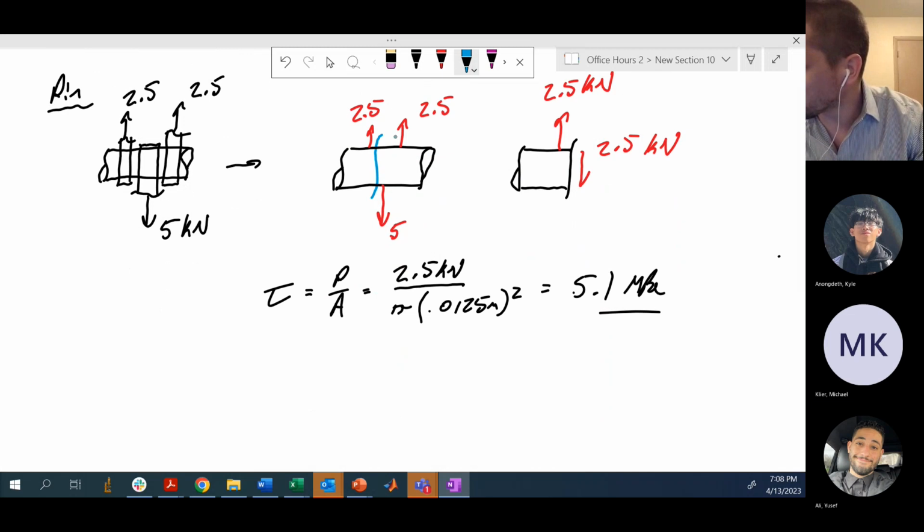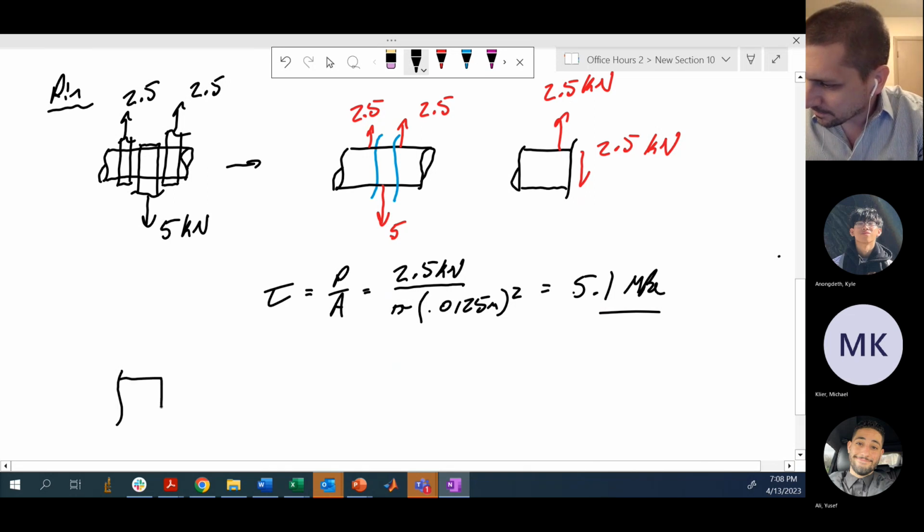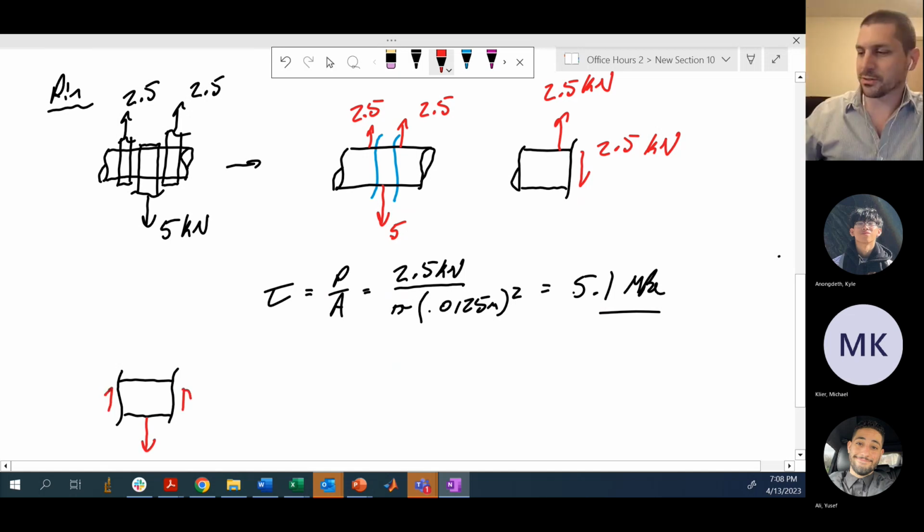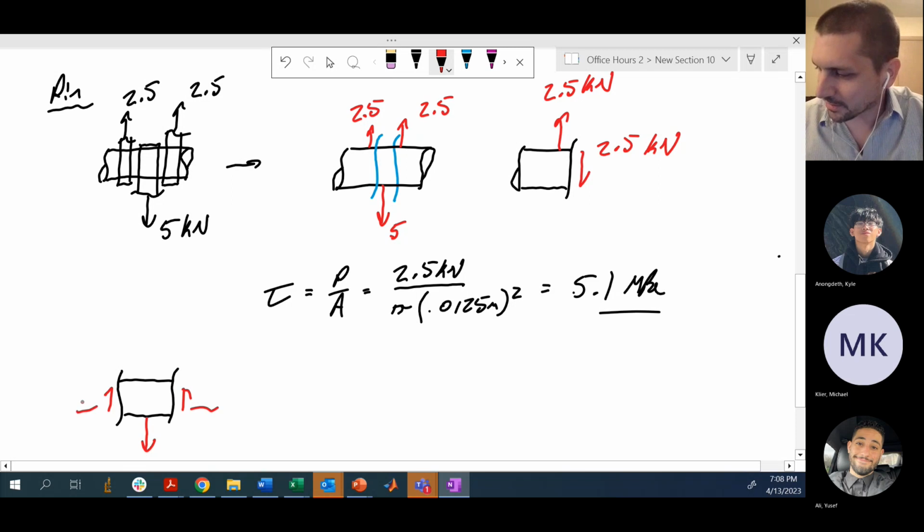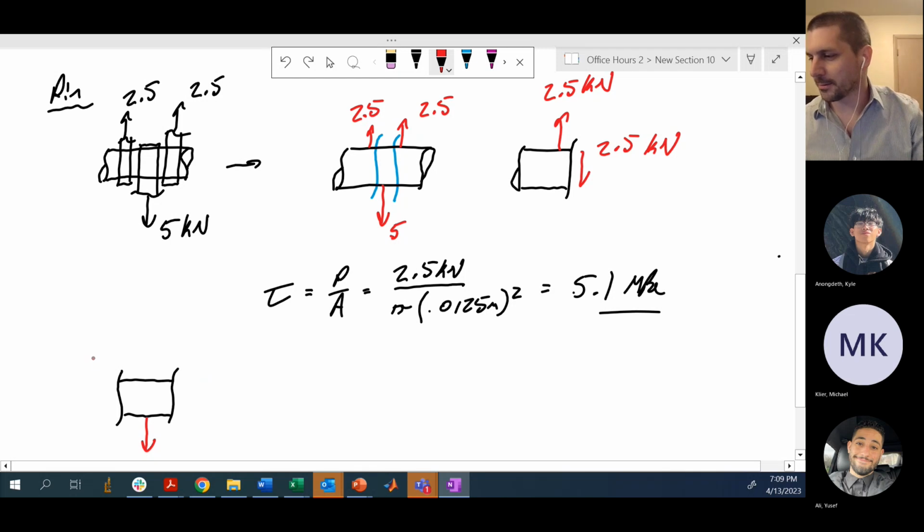The way that free body diagram would look is you would make both of these cuts. So you would have both of these guys that looked like that. And then your object would actually look like this, where you'd have that 5 kilonewtons downwards, and then you'd have this guy and this guy. So those two shear forces together must be 5. And now you have twice the area that you're acting on. If you want to think of it that way, that's F over 2 times A. Hopefully that's clear. You're going to get the same answer either way.